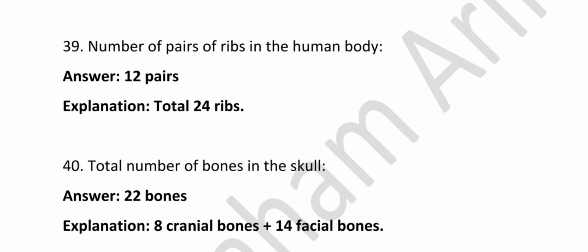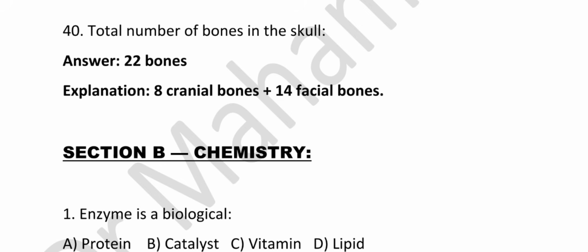Number of pairs of ribs in the human body is 12 pairs, and in total we have 24 ribs. Total number of bones in the skull is 22, and if we break it down, we have 8 cranial bones and 14 facial bones.